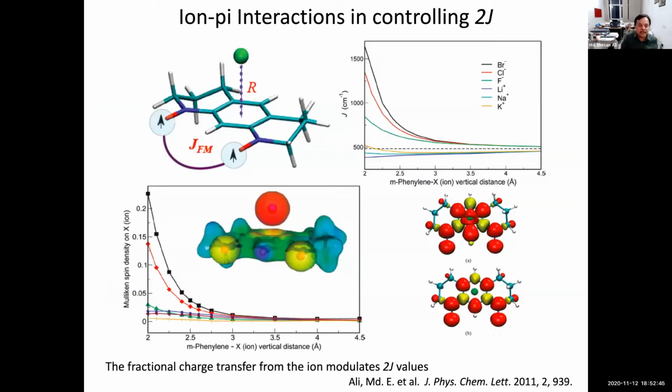And then we again tried to find how the environment could control the exchange interaction in this molecule. So what we did, we kept several ions, because the ion-pi interaction is quite feasible, and it's natural also. In many biological systems, it has been observed that ion and pi systems interact. We wanted to see how the ion-pi interaction could control the exchange interaction, and we found that J could vary quite a lot by controlling the electron density underneath the ion.